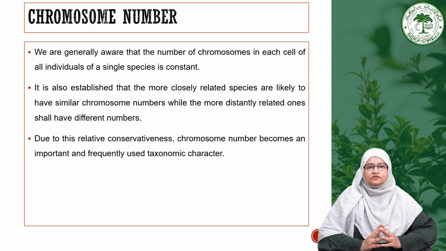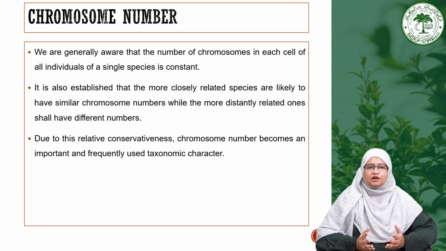Now, moving towards the chromosome number. This is the number of chromosomes in each single cell. We are generally aware that the number of chromosomes in each cell of all the individuals of a single species is constant. Suppose we humans have 46 chromosomes, that is, 23 pairs. So n is 23 and we have 46 chromosomes, or 23 pairs of chromosomes in each cell of our body.